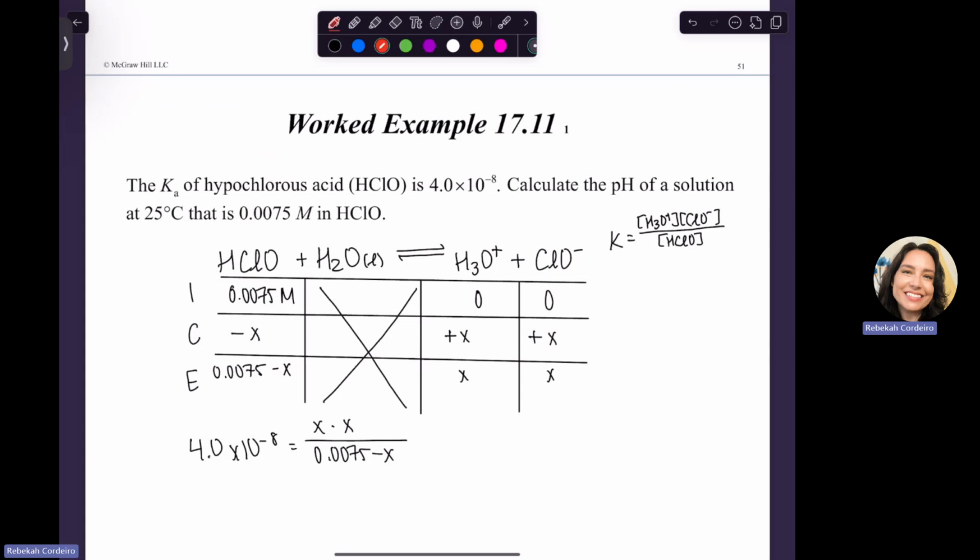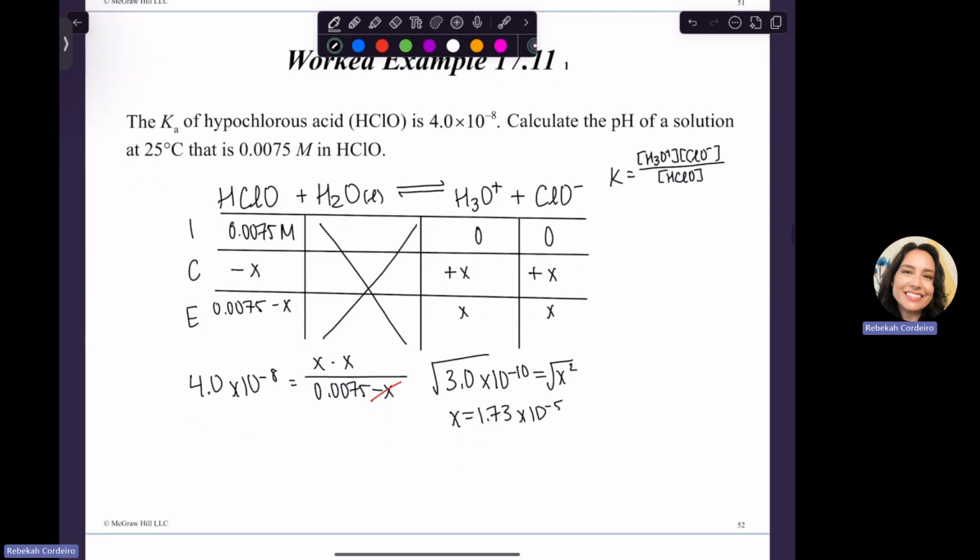We can do x as small. So we'll take 4 times 10 to the negative 8 times 0.0075. We get 3 times 10 to the negative 10 is equal to x squared. Take the square root of both sides. And we get x is equal to 1.73 times 10 to the negative 5.